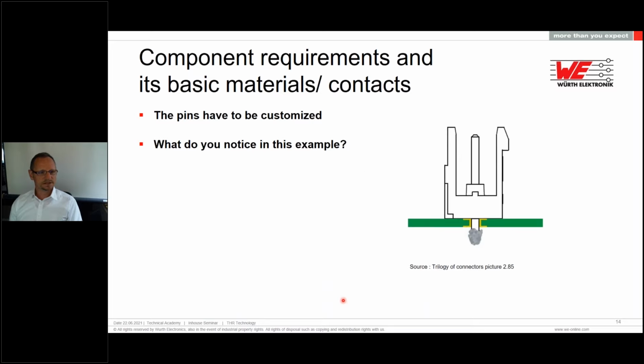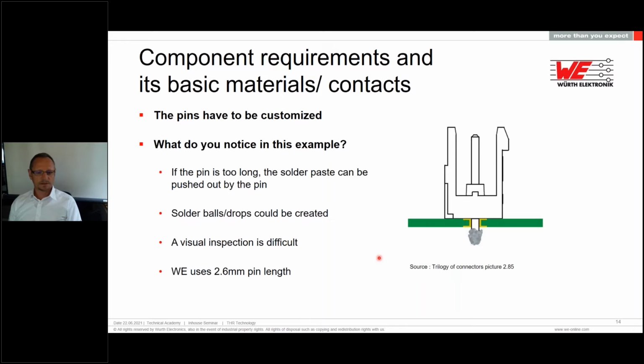So here's another example. What can we notice here? We see that the pin is very long, maybe like a usual pin that we have for a THT. And in this case, we still recommend that it should come out of the PCB at least 0.5, but to a maximum of 1.5 millimeters. Therefore, we offer our THR components with a pin length of 2.6 millimeters normally, to be compatible with PCBs of 1.6 to 2.3 millimeters of thickness.